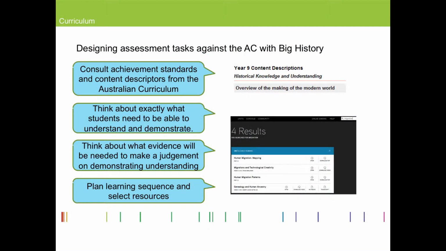A lot of you are familiar with that backward design process. And pretty much Big History can be used as a massive and extensive resource to help you get that quality assessment task. If you're looking for very specific assessment across content descriptors in the AC, you can find what you need from Big History. If there's something you really want to assess, rather than just use the fantastic rubrics already embedded into Big History, you can jump up to the little search bar at the side and type in what you need to look for.